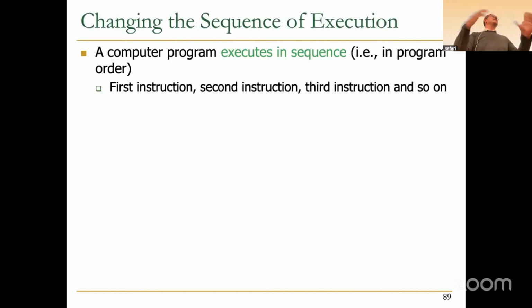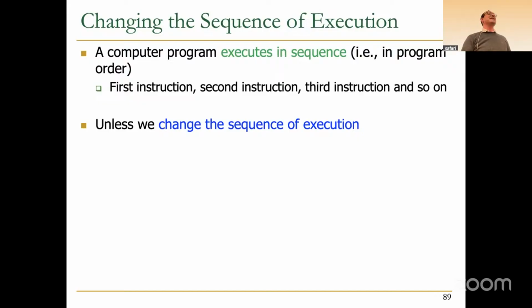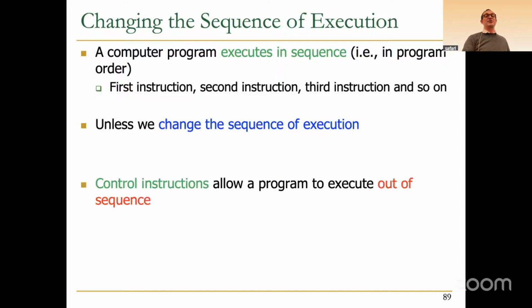So we've seen a couple of examples of instructions. What we have not seen is this. Normally, we execute instructions in program order, sequential order. First instruction, second instruction, third instruction. You keep incrementing the program counter. Unless we can change the sequence of execution.